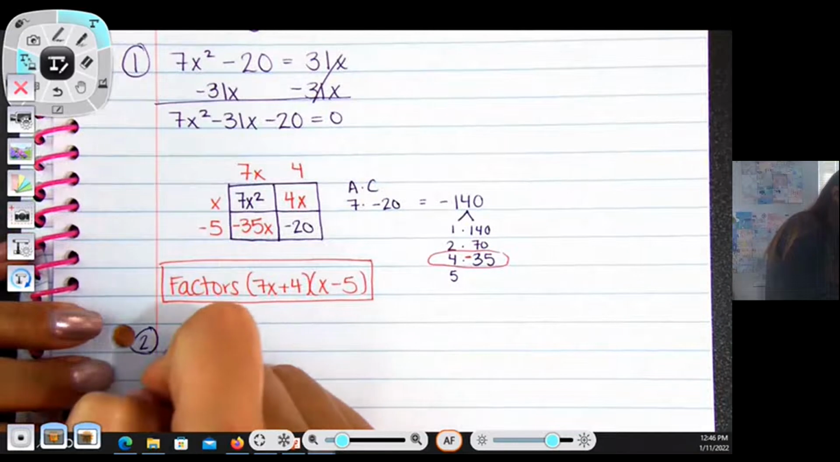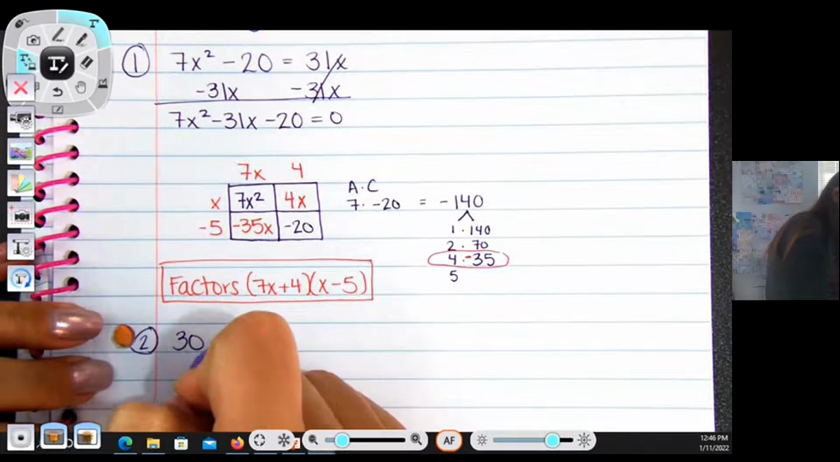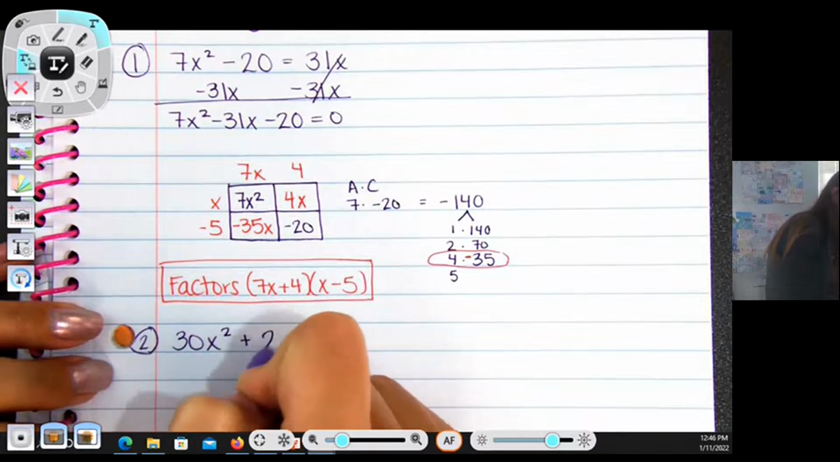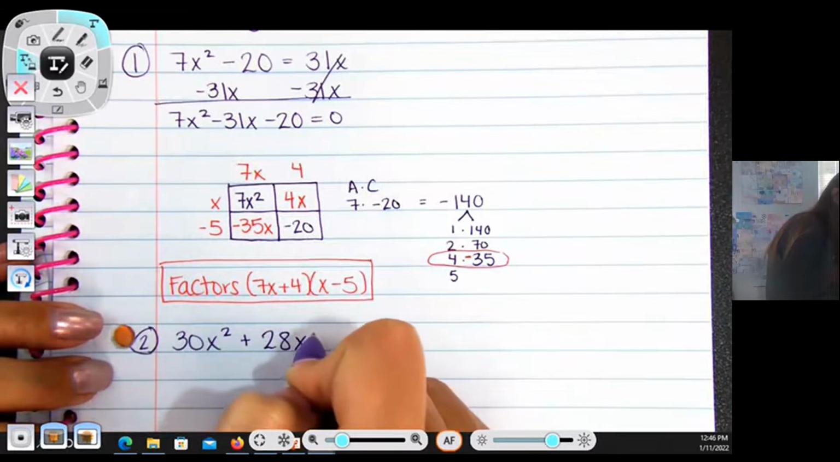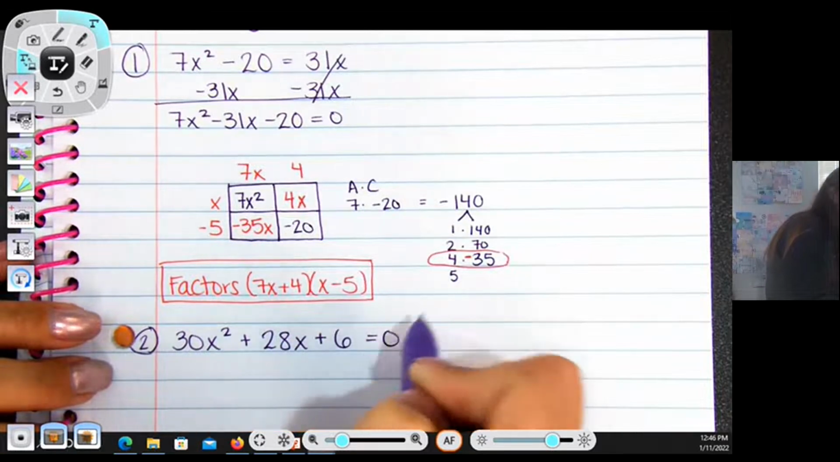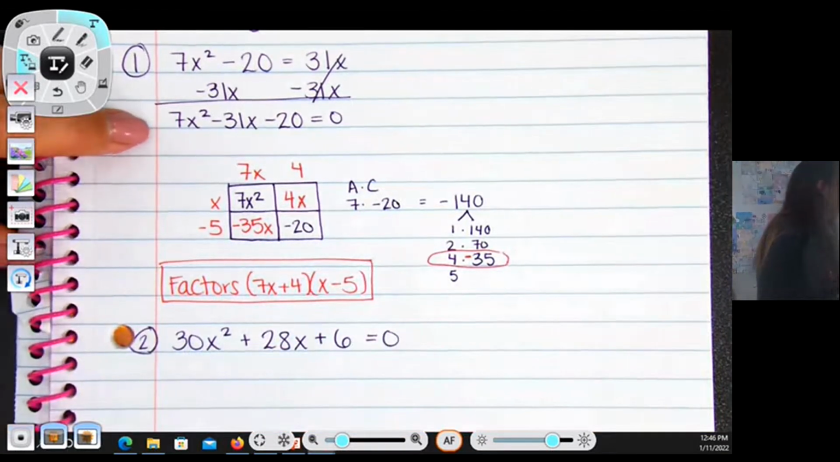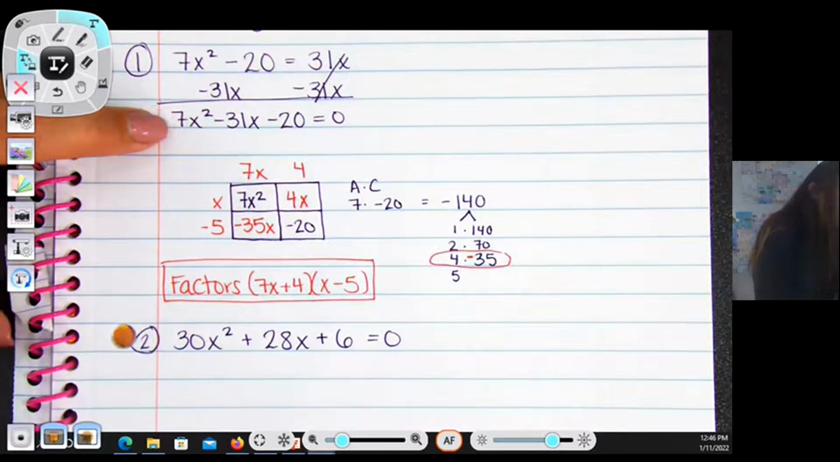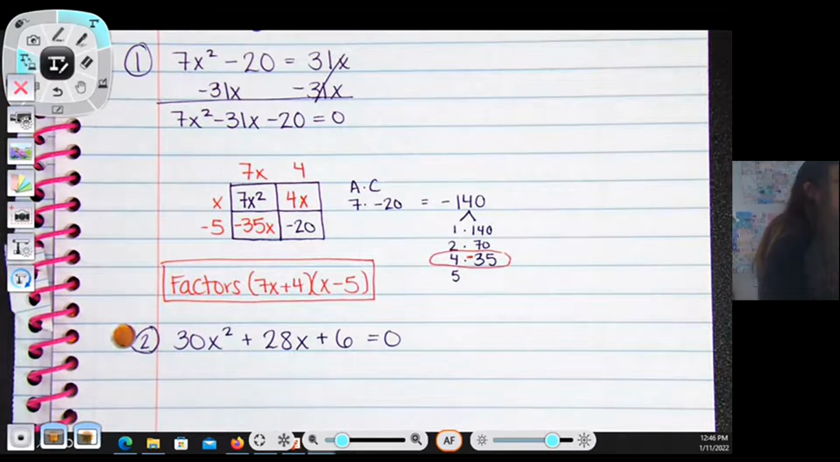Let's do 30x squared plus 28x. So what does A being greater than 1 have to do with any of this? In this case, compared to yesterday's problems, which all had an A value of 1. If it wasn't 1, then your A was able to be divided out. I could reduce the problem by getting rid of it. In this case, you cannot get rid of it because it doesn't go in evenly.